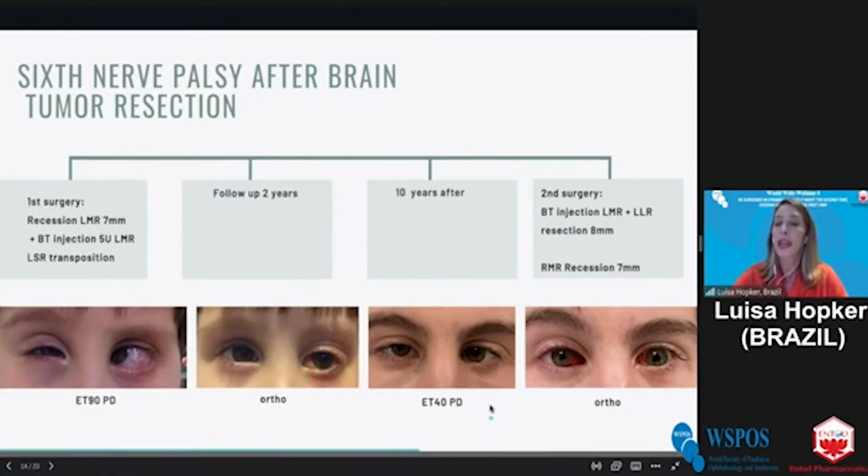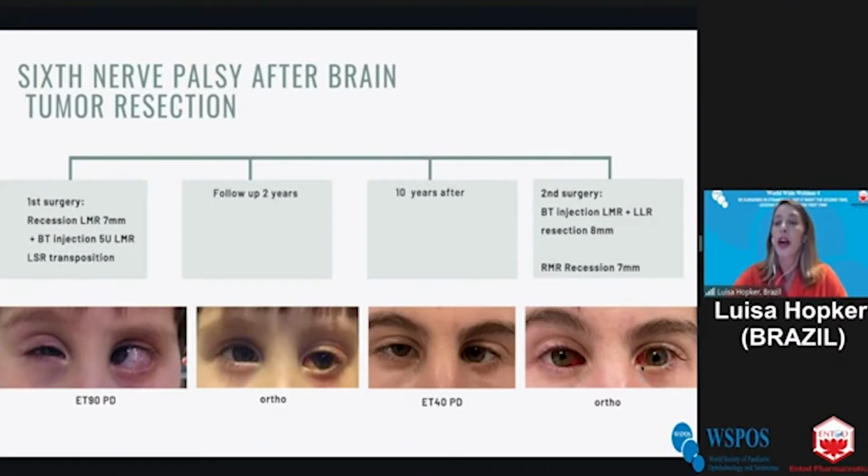So I performed again injection in his medial rectus of botulinum toxin. I did a resection of his lateral rectus, and in the fellow eye, a medial rectus recession. He's still in early post-op with a good result.